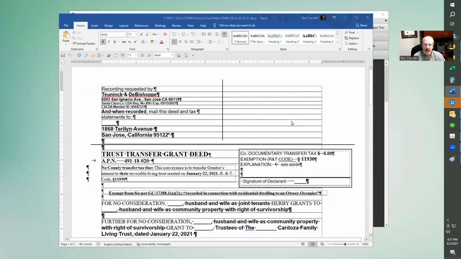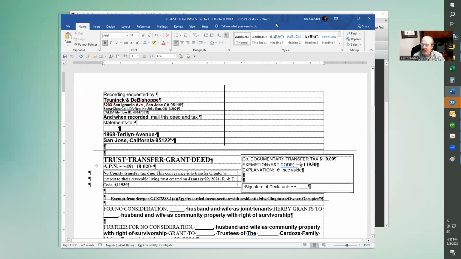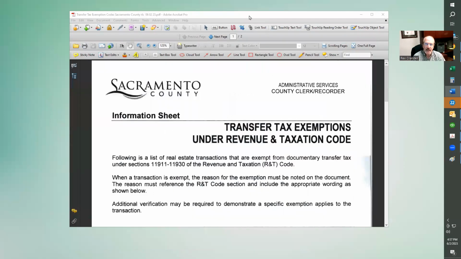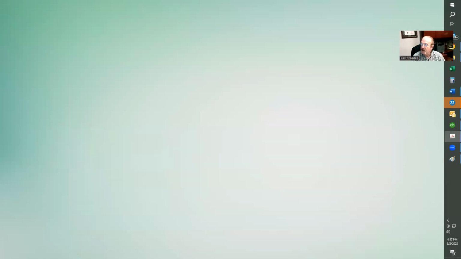So that is an overview of some of the deeds that are used in estate planning. And there are a lot of different types of deeds and other particular circumstances, but this is an overview of the essentials for handling real property deeds in an estate planning situation.